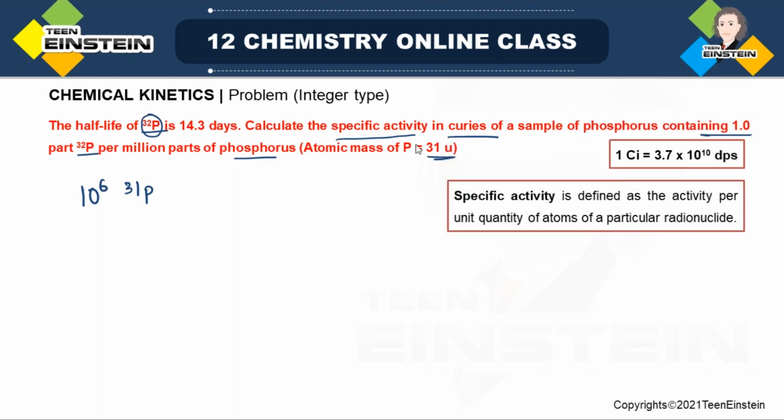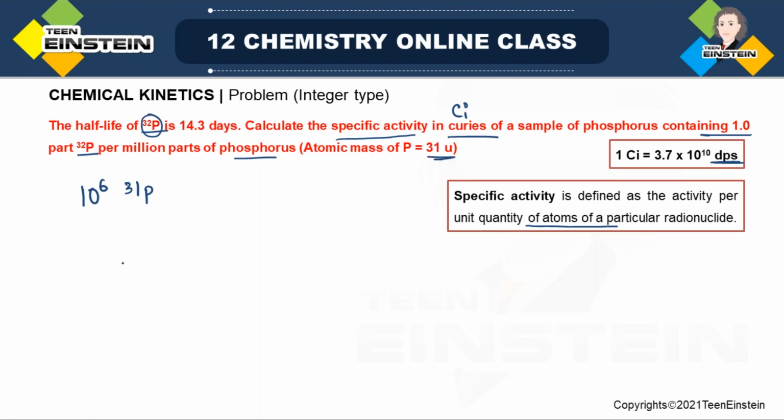Now, specific activity, we have already seen what it is. It is activity per unit quantity of atoms of a particular nuclide. So it may be per gram or it may be per kilogram also. So per unit quantity is the important thing. This is the definition of specific activity. And what is Curie? Curie is Ci, and it is related to disintegration per second, that means dps, as 3.7 into 10 to the power 10 dps. So these two pieces of information we have to apply.